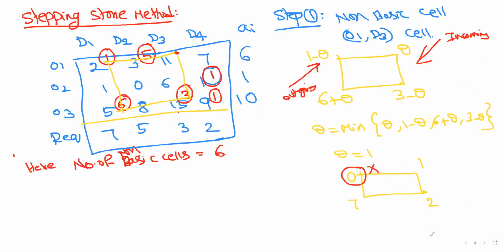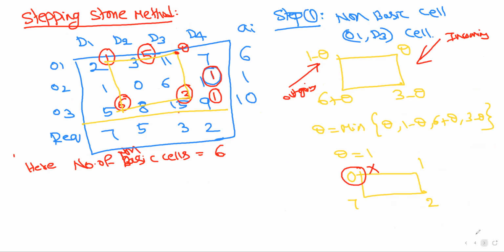In stepping stone method, we have to give preference for non-basic cells. For non-basic cells, we have to allocate theta, alternating plus theta and minus theta, for the boundary of the closed loop cells only. In the middle, don't consider. And we have to allocate theta as the minimum of all these values so that one of the values becomes 0 and the remaining values are positive.